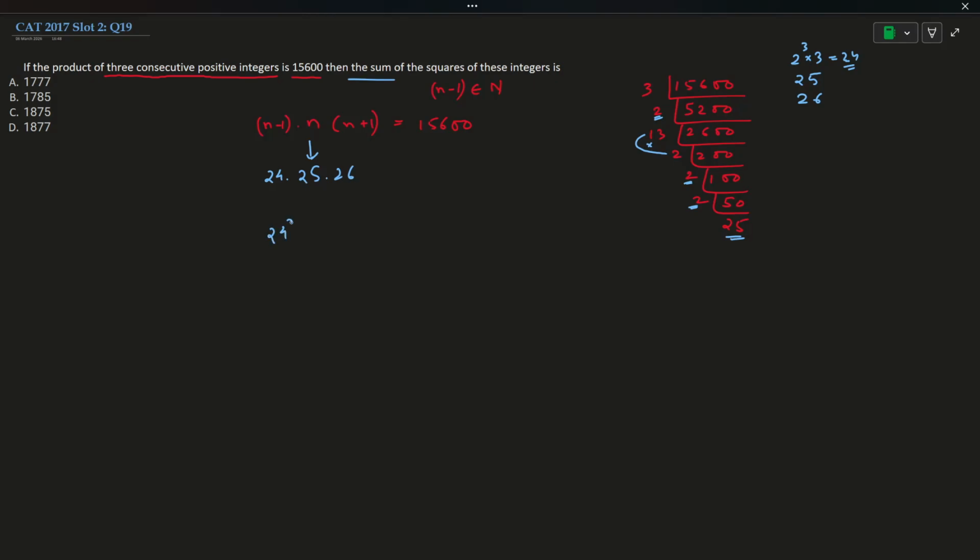So I need to find 24 square plus 25 square plus 26 square. If you don't know the squares, you can use the online screen calculator. So 24 square is 576, 25 square is 625, 26 square is 676. If I look at the unit digit, 6 plus 6 is 12, plus 5 is 17, so the last digit would be 7. So obviously option B and option C are eliminated. We'll have 7 here, right?